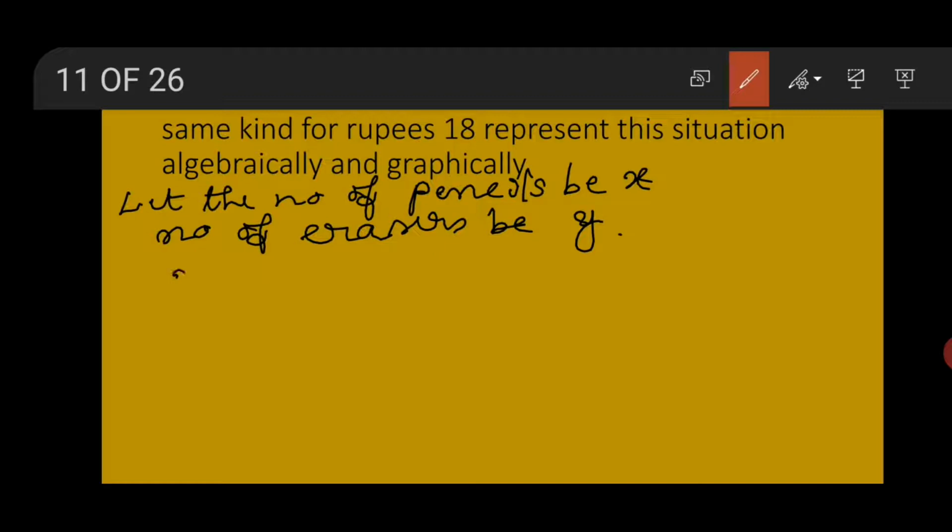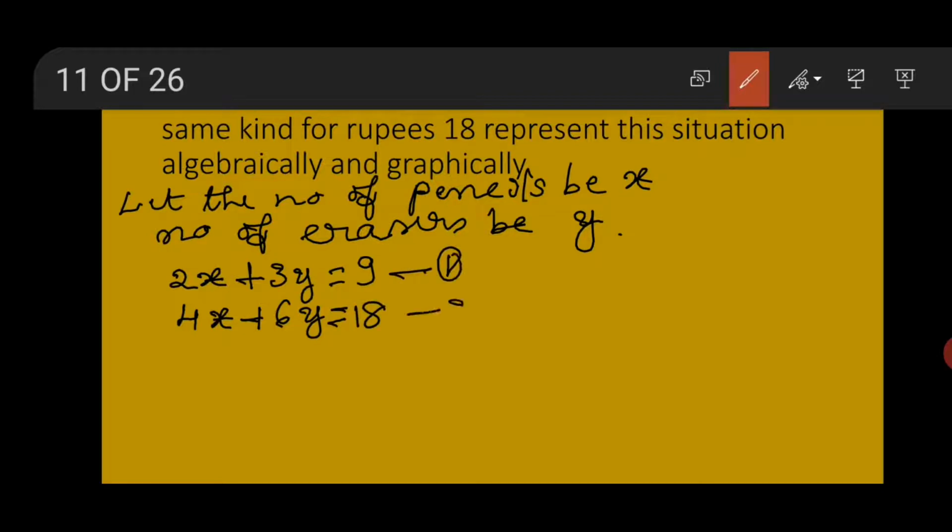Rohila purchased 2 pencils and 3 erasers for rupees 9. Similarly, her friend Sonali also bought 4 pencils and 6 erasers for rupees 18. These are the two equations. This is the algebraic representation method. Now how can we plot this by graph? In the graphical method, in the two equations we have to find the value of y.